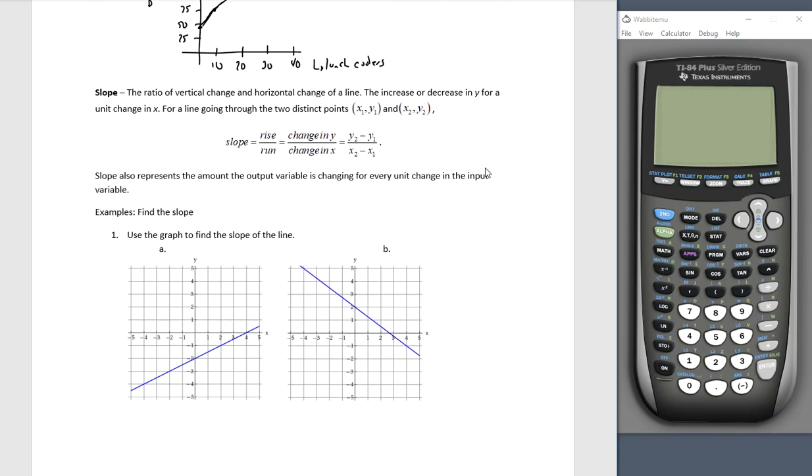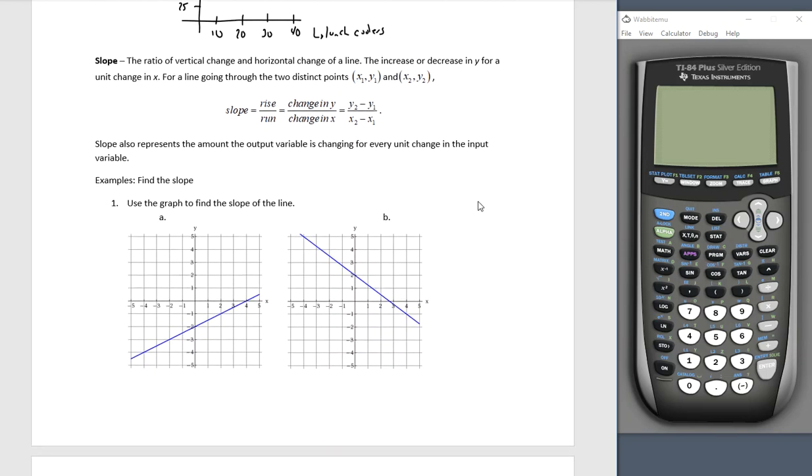All right, so let's talk about these lines. 2 out of the 3 graphs we just drew were lines. So let's focus in on some key concepts of lines. Slope, the ratio of vertical change and horizontal change of a line. Always vertical to horizontal. The increase or decrease in y for a unit change in x. So this is super important. Got to the edge of my board here. The increase or decrease in y for a unit change in x.